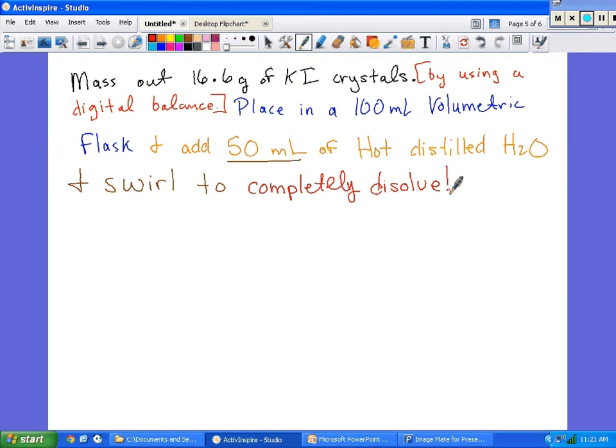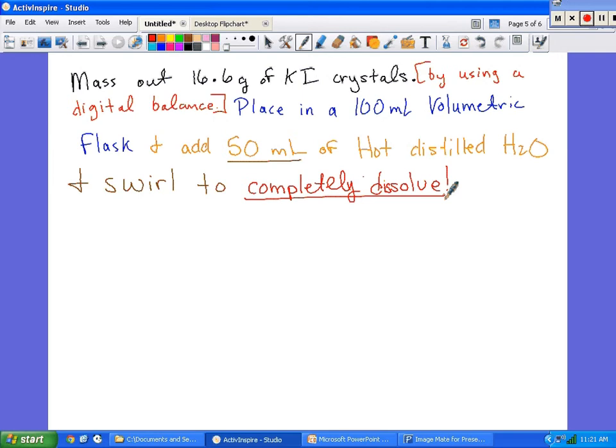There's two S's in there, right? I would say, you could say stir is fine. Stir is perfectly fine. But the key is to do what? Completely dissolve. Because if you don't completely dissolve it, is it going to be the correct concentration? No. You have to completely dissolve it. Now, based on our solubility rules, KI is 100% soluble. K is a group 1. All group 1s are. So that will not stay a solid once you put it in. So, place in a 100 milliliter volumetric flask, add 50 milliliters of hot distilled water, and swirl to completely dissolve.